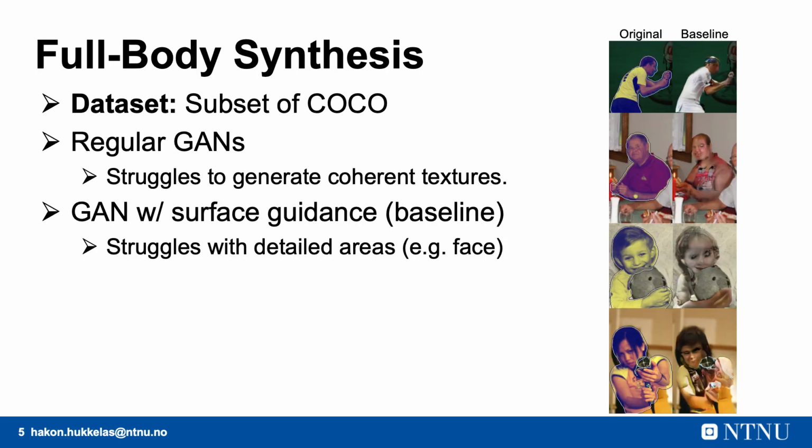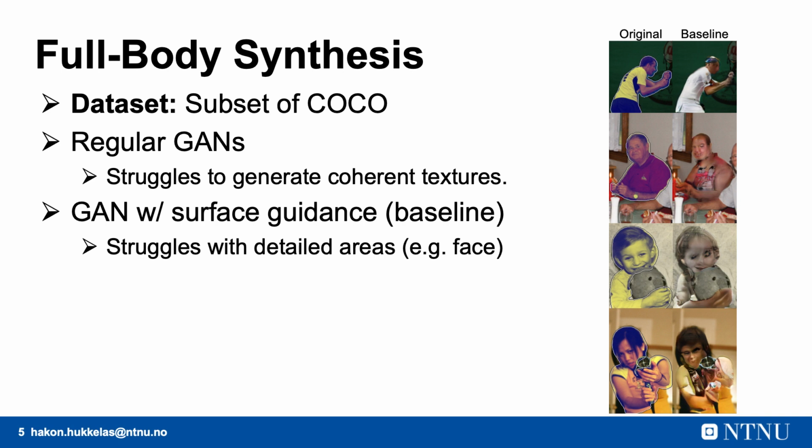Our experiments are based on a new subset of the COCO dataset, which consists of a large diversity of identities in different conditions. We found that regular GANs, without surface guidance, struggled to generate coherent textures. Including surface information in the input of the generator substantially improves image quality. However, this model often struggles to generate realistic textures for highly detailed areas. For example, the face or fingers, which you can notice in these images.